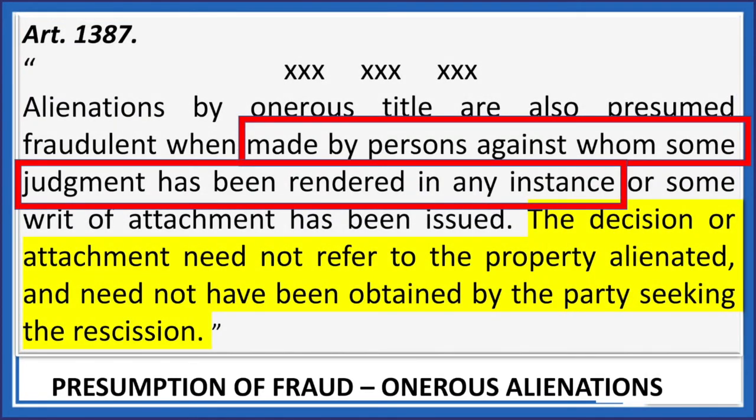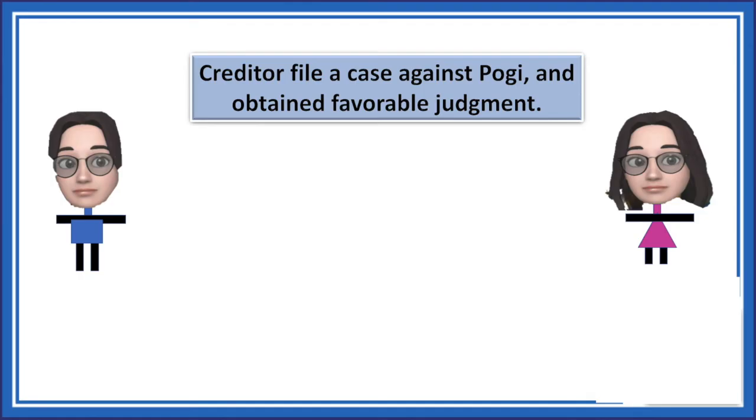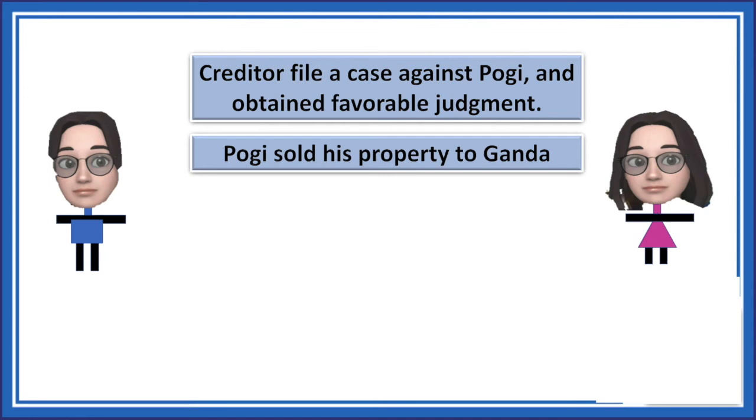Anyway, please take note that the decision or attachment need not refer to the property alienated. Di ba? Pag binasa mo, sinabi din ni Article 1387 na yung decision or yung attachment ay hindi naman kailangan nagre-refer dun mismo sa property na binenta mo or nung debtor, or in our example, ni Pogi. Halimbawa, si creditor na lang pangalan niya. Creditor nag-file ng case against Pogi. And so, dahil nga debtor niya si Pogi. And etong si creditor nanalo. Okay, nagkaroon na ng judgment. After nung judgment, etong si Pogi, binenta niya ang kanyang properties to Ganda.